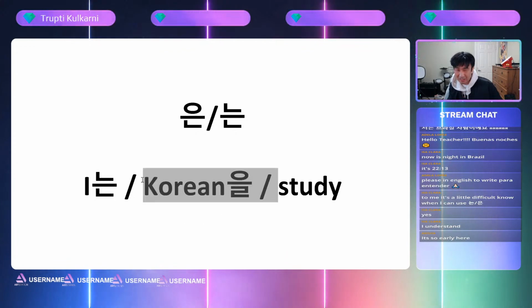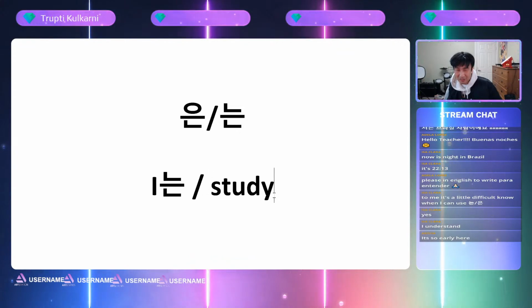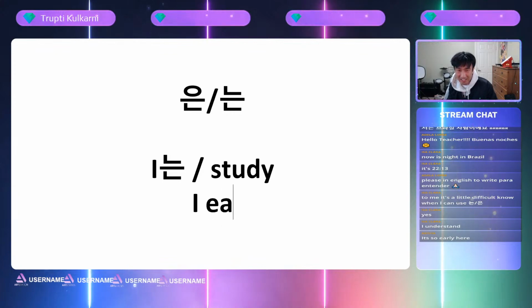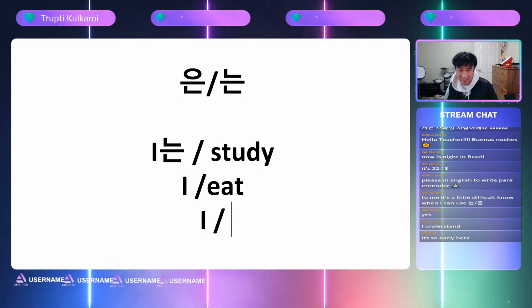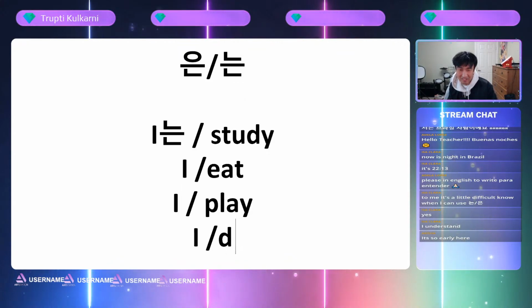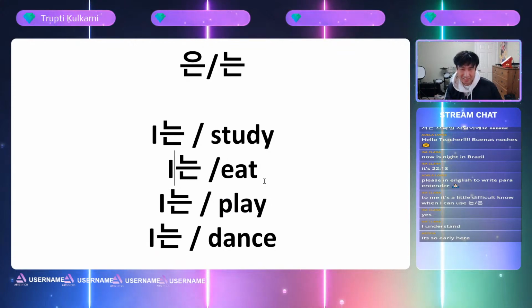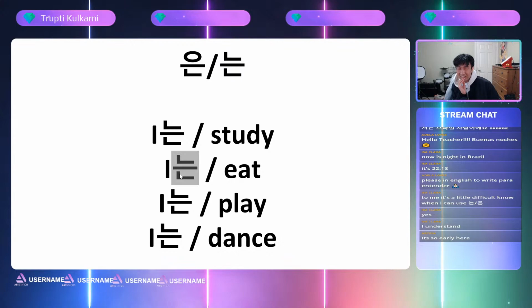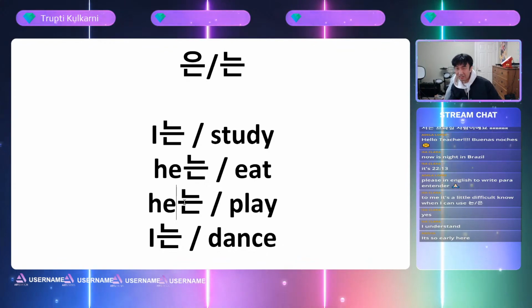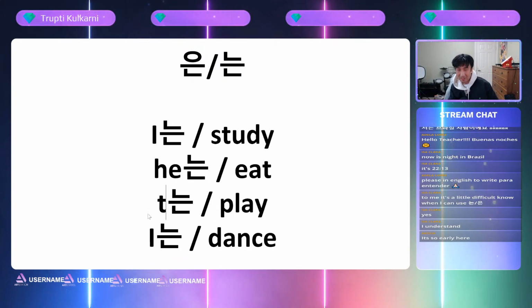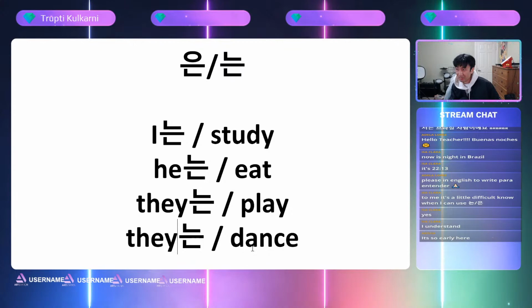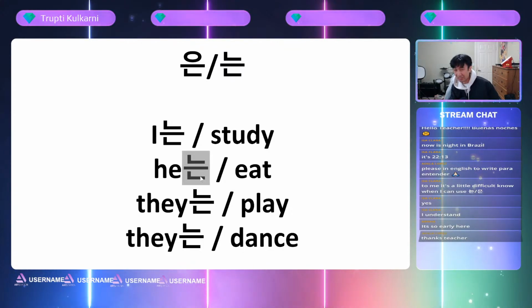If that's complicated, then you just take out the middle part. Try to think of anything that's two words, like I study, I eat, I play, or I dance, whatever, right? You just have to think that the 는 just goes on the I for no real reason. I know people are saying this is the topic marker or whatever, but it's just like the main character of the sentence, I guess. So if it was he eats, it would be he는 eat, he는 play, or they는 play, they는 dance. The main character of the sentence gets the 는 or 은.